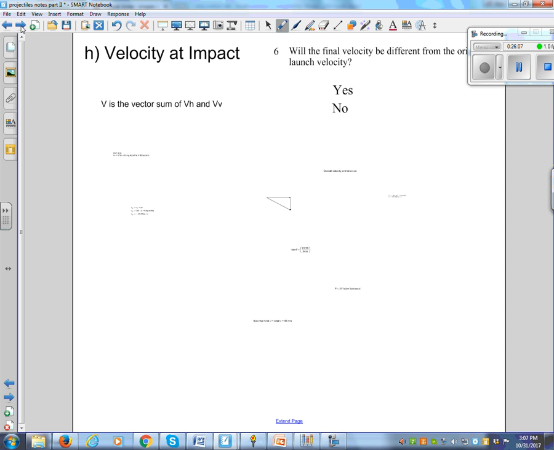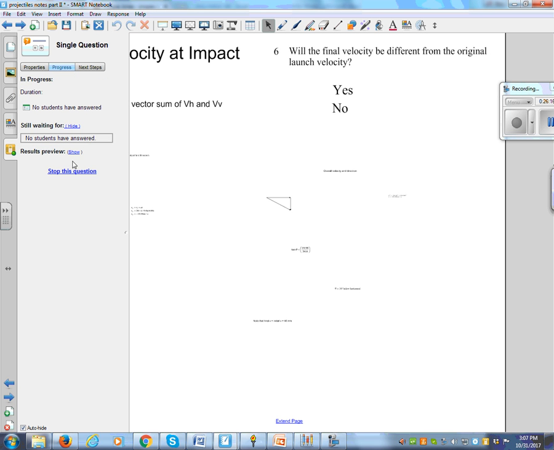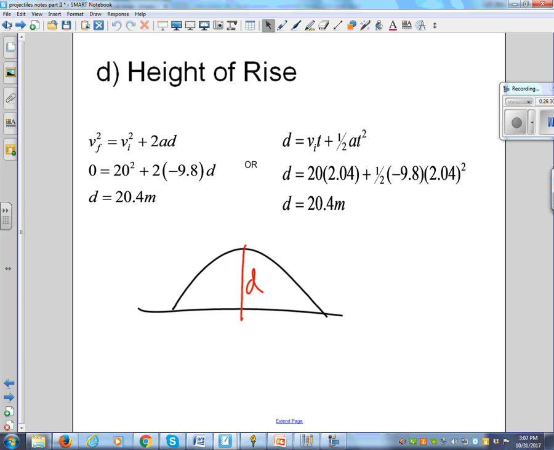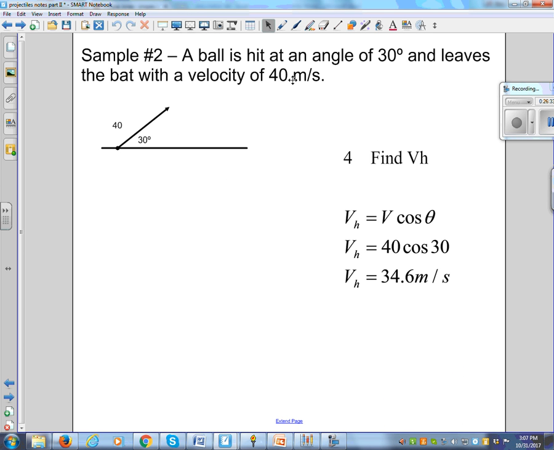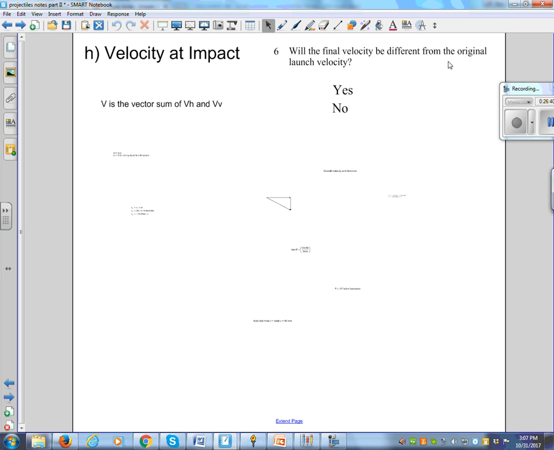Okay, now there's a lot here. All I'm going to ask you to begin with is this question: will the final velocity be different from the original launch velocity? Like when it hits the ground, will that be different or the same as the original? The original launch speed was 40, right? So will it hit the ground going 40? Yes. Will the final velocity be different? No, it would not be different.